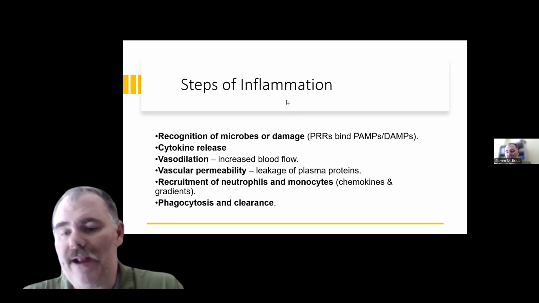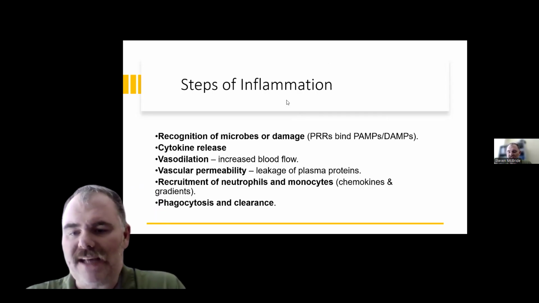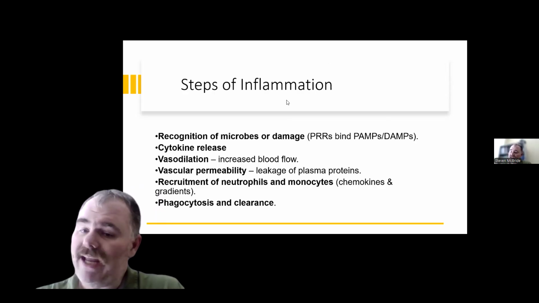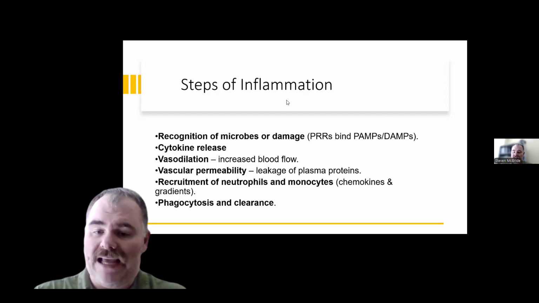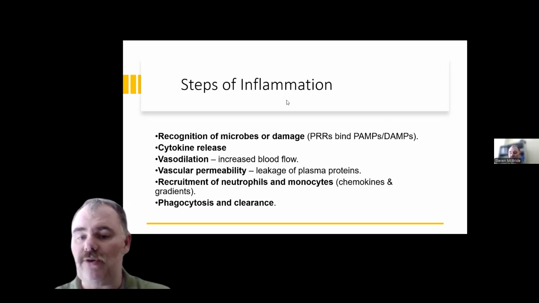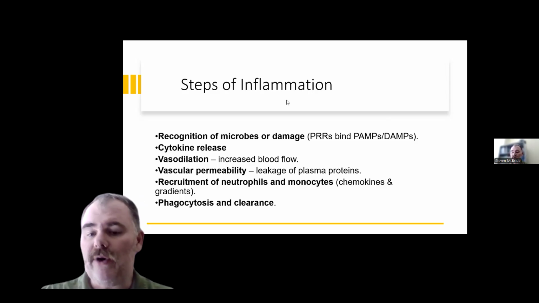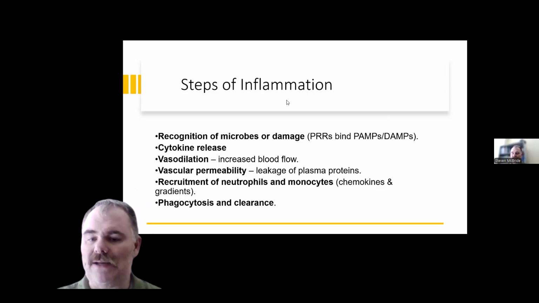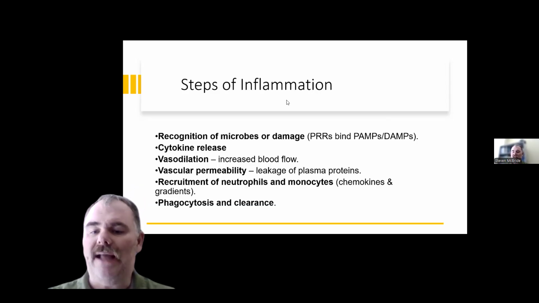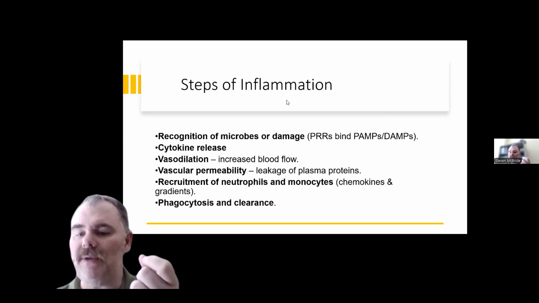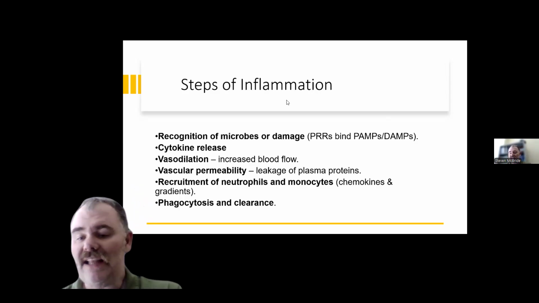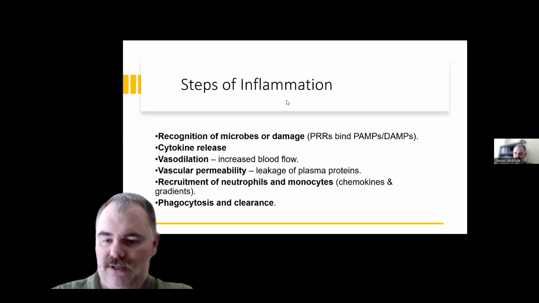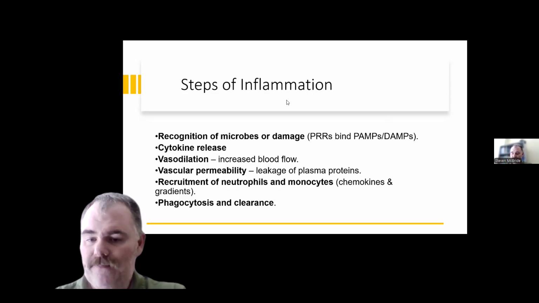Inflammation is one of the most important outcomes of innate immune signaling. The process begins with PRRs recognizing PAMPs or DAMPs. This recognition triggers cytokine release. Those cytokines then promote vasodilation, which increases blood flow to the affected area. The increased blood flow contributes to the redness and warmth associated with inflammation. And cytokines also increase vascular permeability, allowing plasma proteins and immune cells to leave the bloodstream and enter into the tissues. This contributes to swelling.